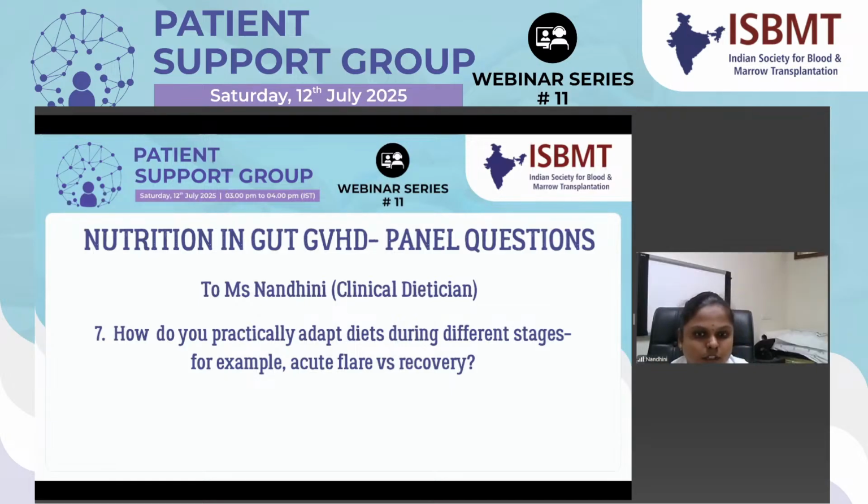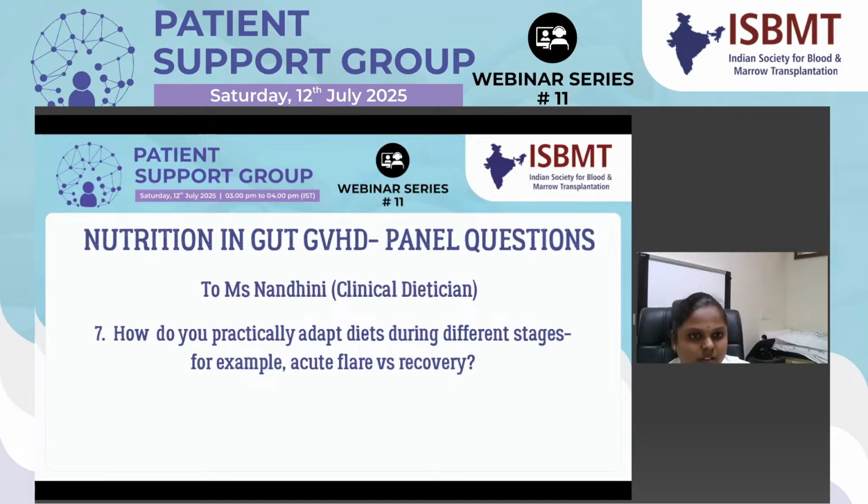Yes. For example, in the acute condition, first we decide based on the loose stool volumes. If the loose stools are larger, we will get the patient on nil per oral, so we'll give only parenteral nutrition. Then slowly we'll start partial enteral nutrition like trophic feed, with a hypoallergenic formula like elemental formula given to the patients.